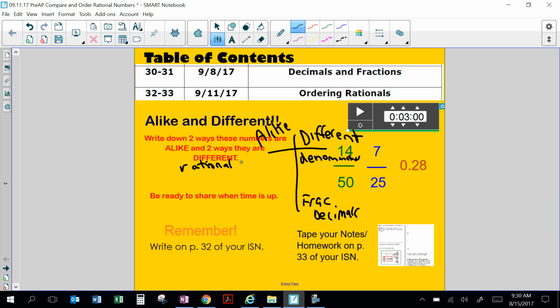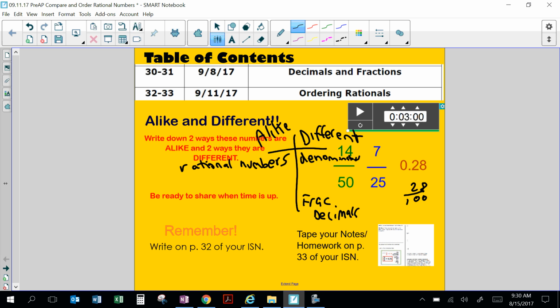Rational numbers are numbers that can be written in the form of a over b, with a numerator and with a denominator in fraction form. For example, can I write this decimal in fraction form? Yes, I can. Using my place value, this is 28 hundredths.